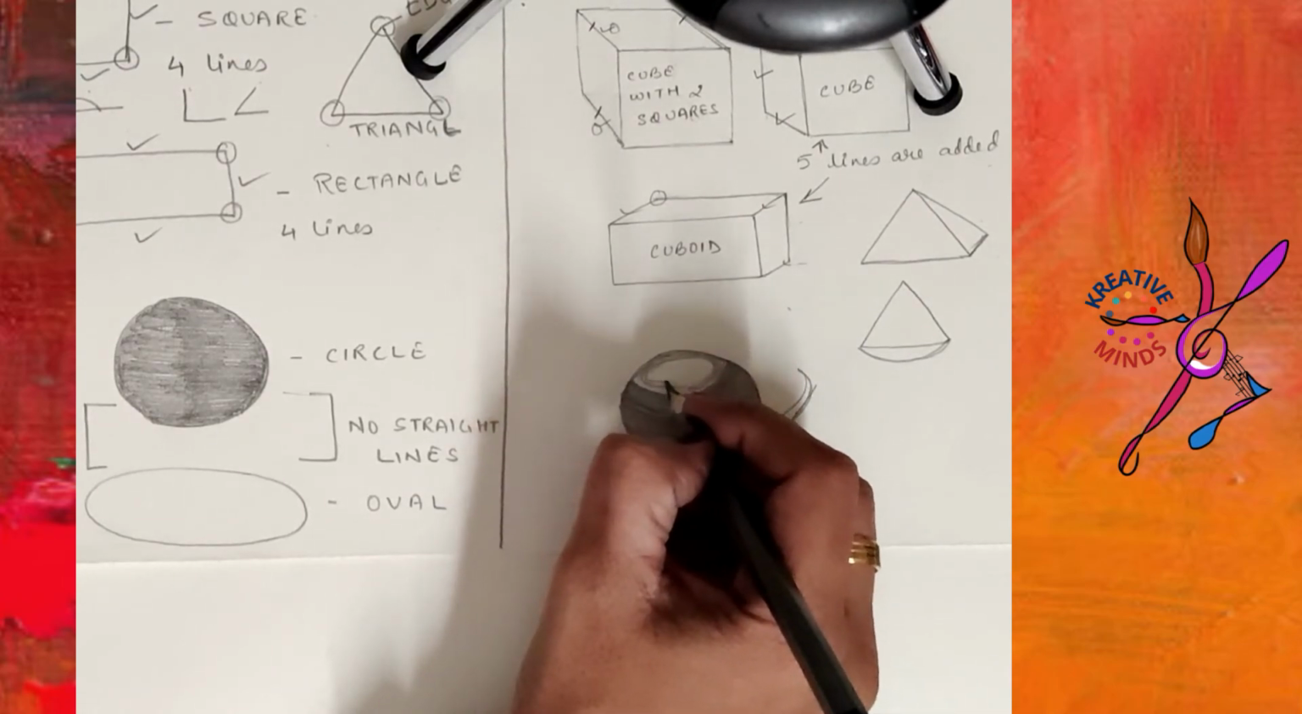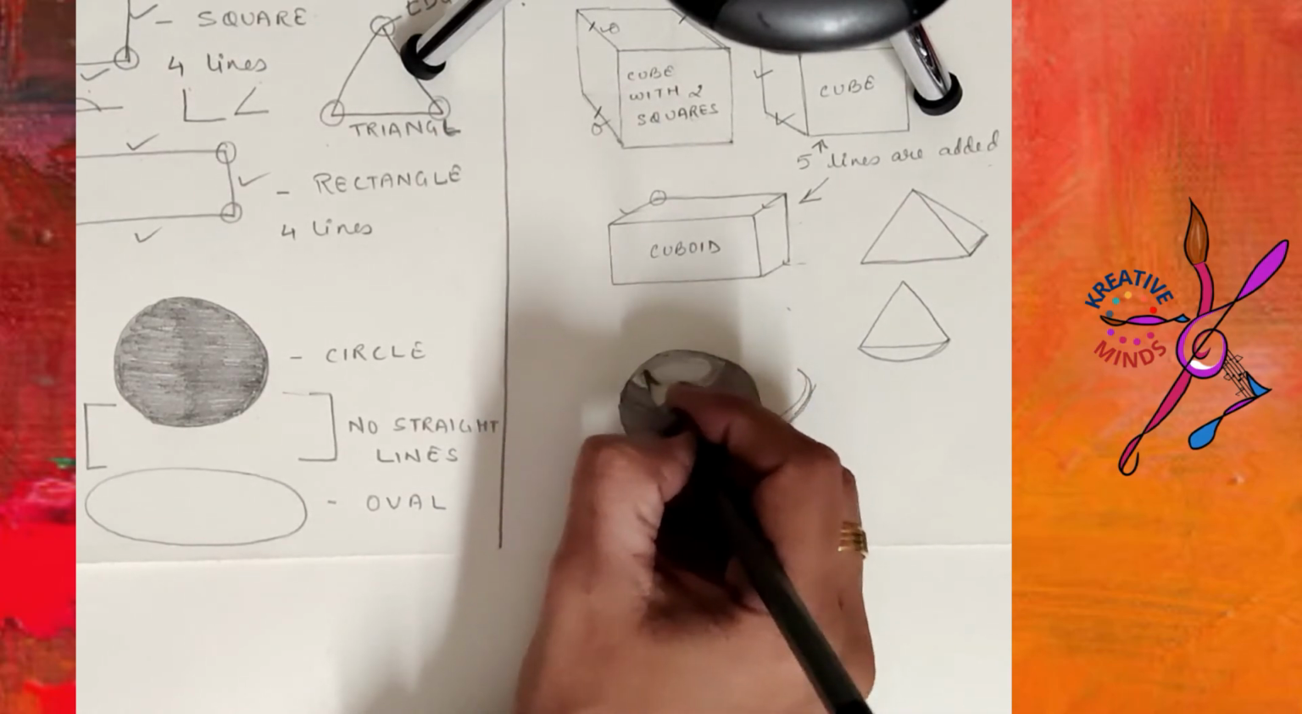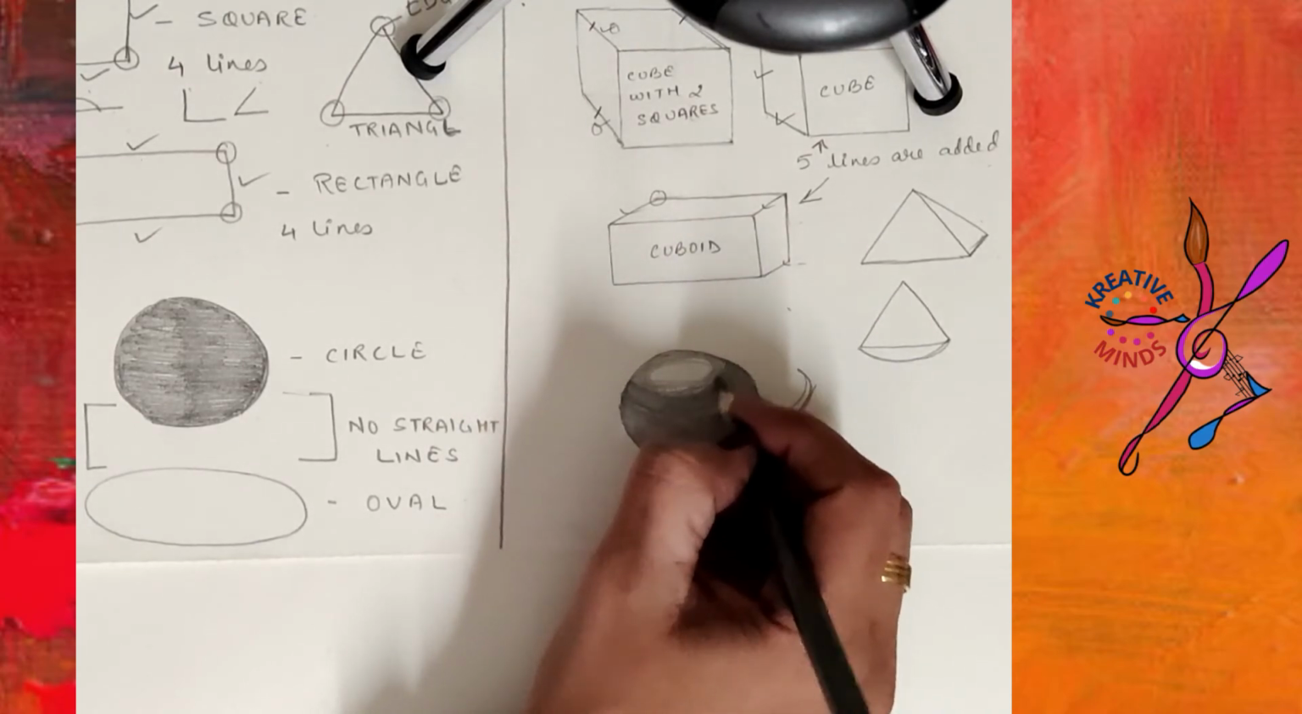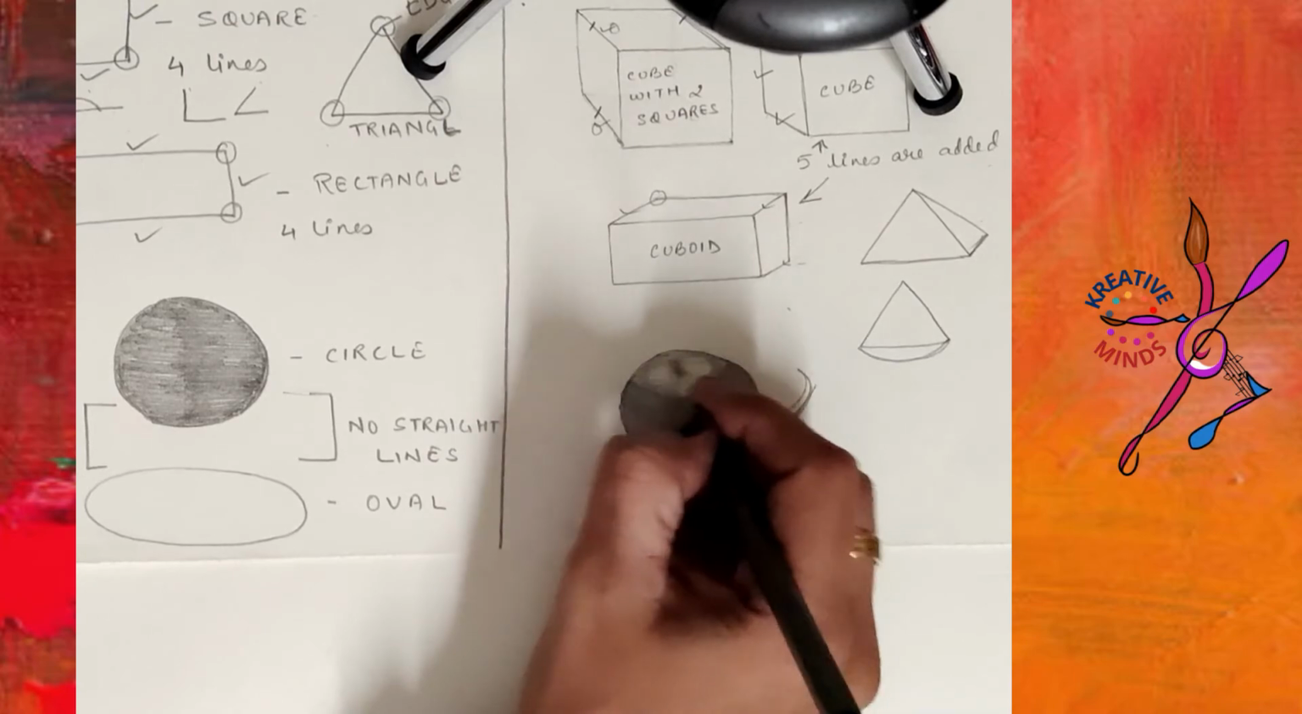So I'm going to make a small oval over here inside. And I'm going to go like this. Oh, Mama, you can understand which way is upside down. I know.